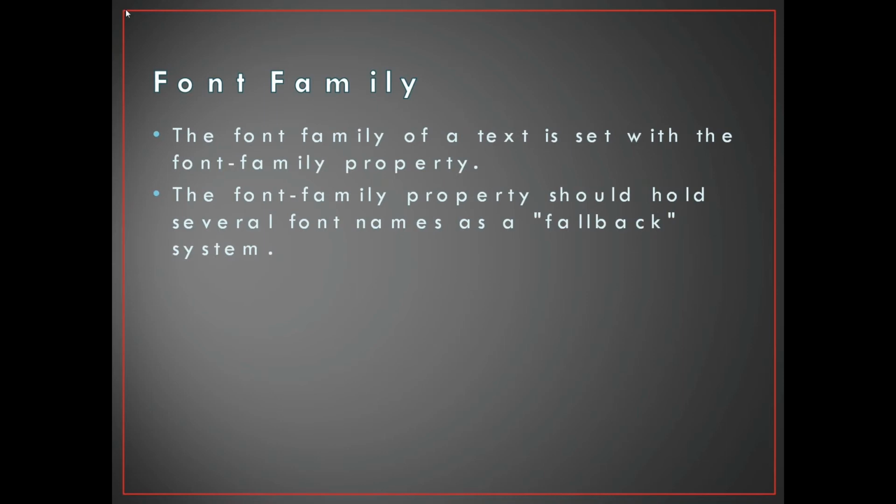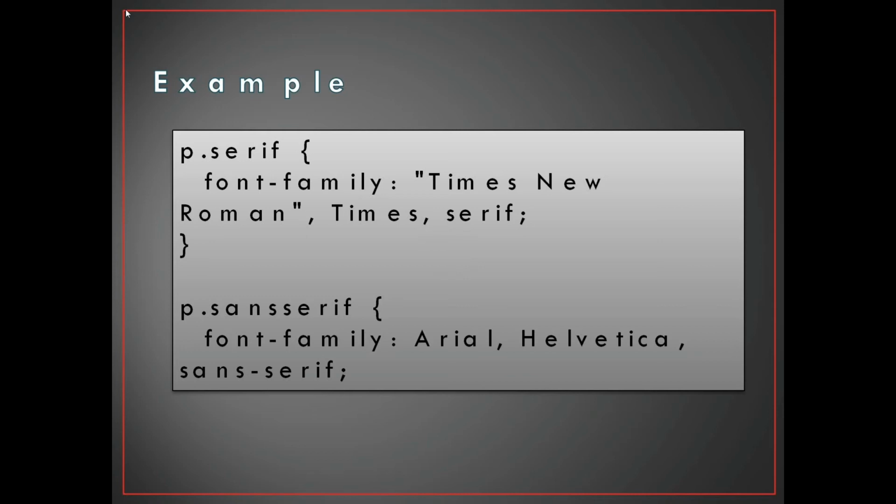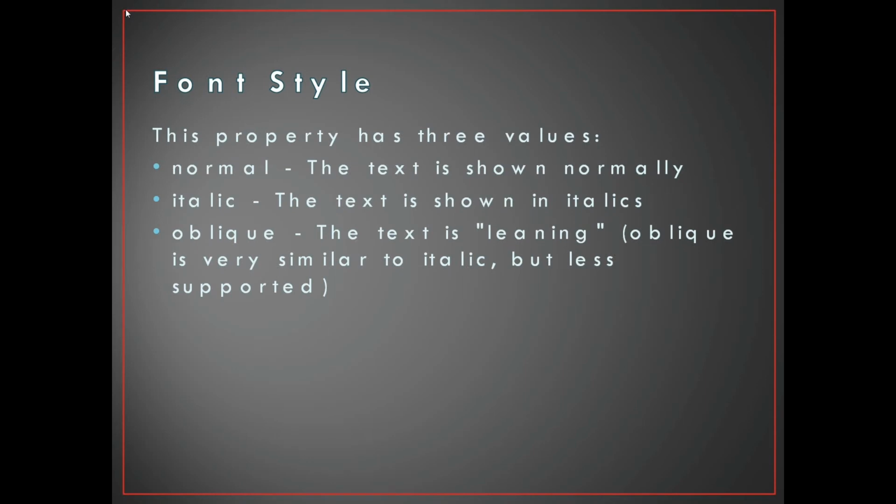Note one thing: if the name of a font family is more than one word, it must be in quotation marks, like Times New Roman. If it is more than one word, we have to write it in quotations compulsorily. And more than one font family is specified in a comma-separated list like this. So more than one word will be in quotation marks. If there is more than one font family, it will be separated with a comma. So this is an example for the font family. You can try it by yourself or else wait for my notepad explanation.